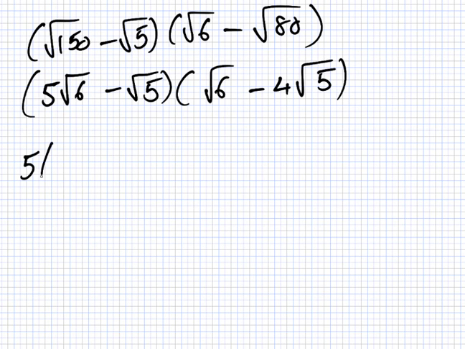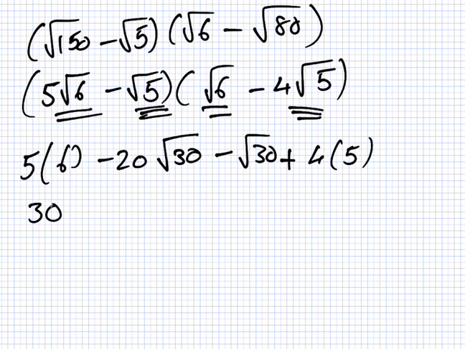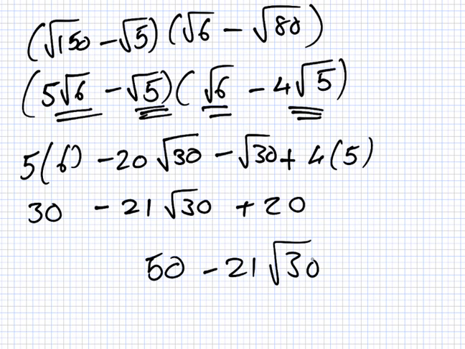So if we multiply now, we get 5 times 6. And then when we do this one with this one, we get minus 20 times root 30. And then this one times this one is minus root 30. And then this one times this one is plus 4 times 5. So this will be 30 minus 21 root 30 plus 20. So it's 50 minus 21 root 30.